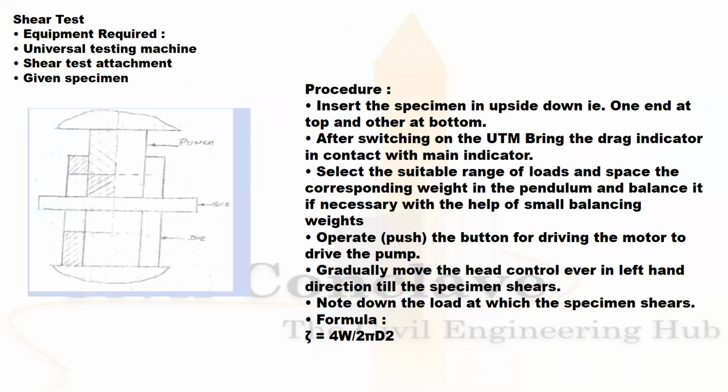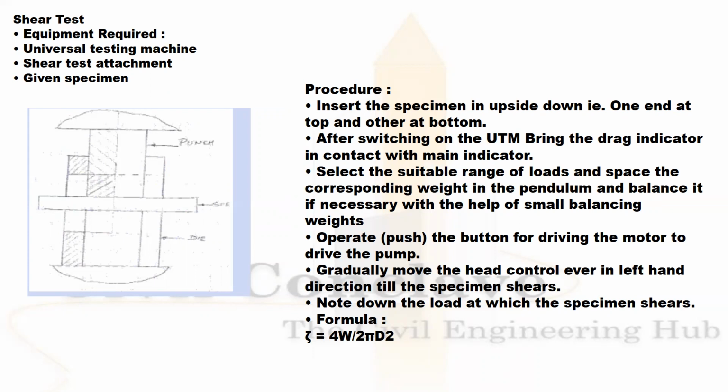Shear test. Equipment required: universal testing machine, shear test attachment, and the specimen. Insert the specimen upside down, that is one end at the top, another at the bottom. After switching on the UTM, bring the drag indicator in contact with the main indicator. Select the suitable range of loads and place the corresponding weight in the pendulum, and balance it if necessary with the help of a small balancing weight.